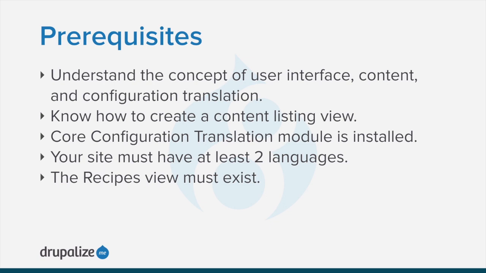On the demo site, the core configuration translation module must be installed, and your site must have at least two languages. Finally, the recipes view must exist. See the written version of this tutorial for links to the prerequisites.